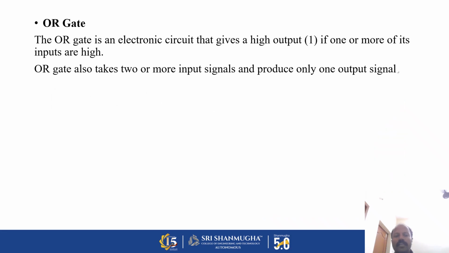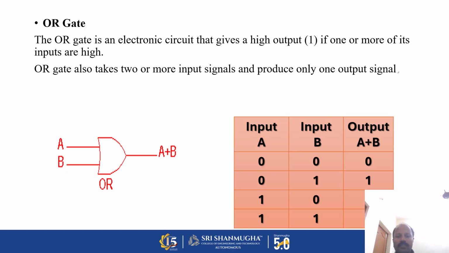Next one is the OR gate. OR gate is an electronic circuit that gives a high output if one or more of its inputs are high. OR gate also takes two or more inputs and produces one output signal. Here the function is to add both the inputs and give the output. That is, when you give inputs A and B, the output will be A plus B. This is the truth table. If one of the inputs is 1, that is high, you will get the output as high or true. And if both the inputs are false, then you will get the output as 0.